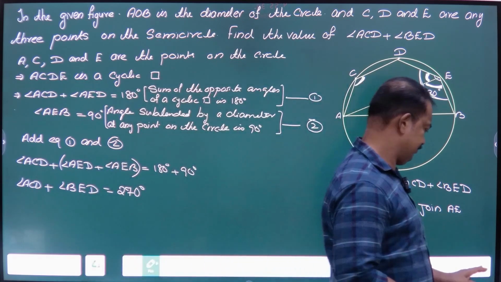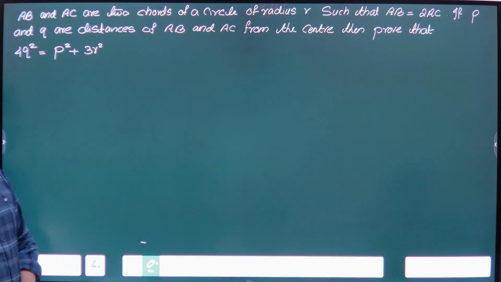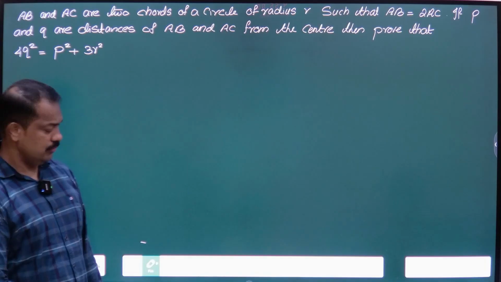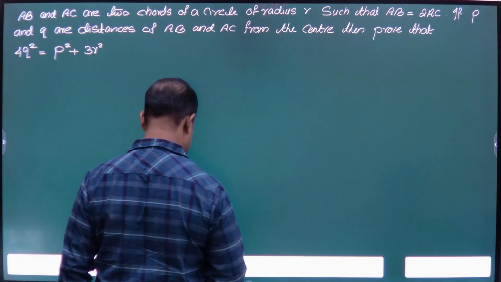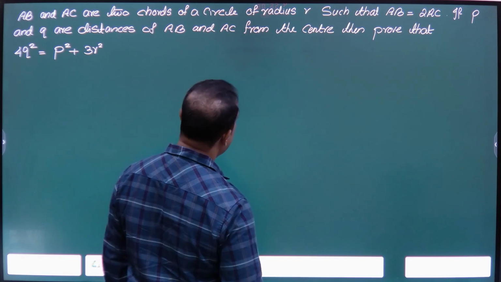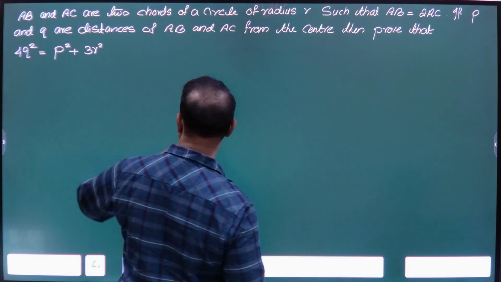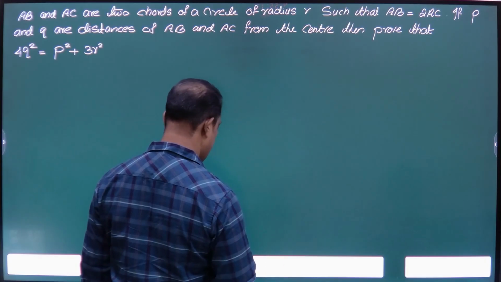Question number 3. Another important question. AB and AC are two chords of a circle of radius r such that AB is equal to 2 AC. If P and Q are the distances of AB and AC from the center, then prove that 4Q squared is equal to P squared plus 3R squared.